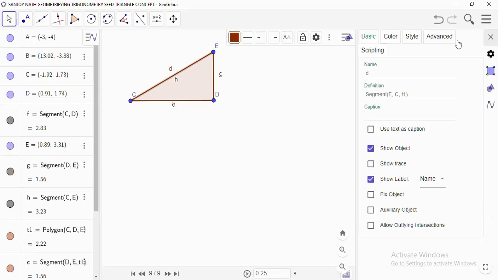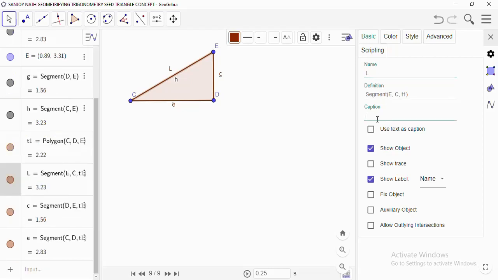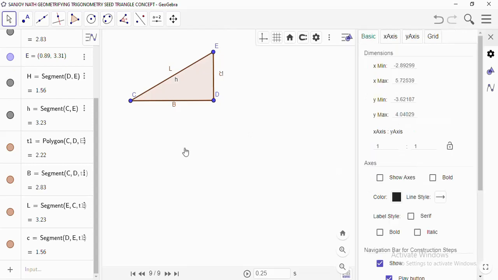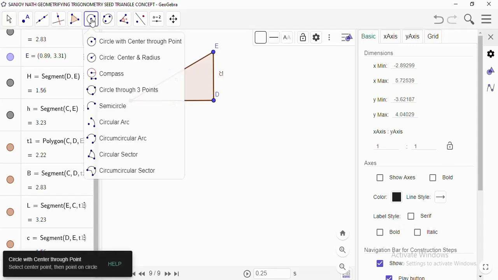Here we come and we will define it as the initial line segment L, capital L, as per geometry and trigonometry convention. This is taken as the B, and this is taken as the H. Now we will reconstruct this mathematically, Euclideanly.